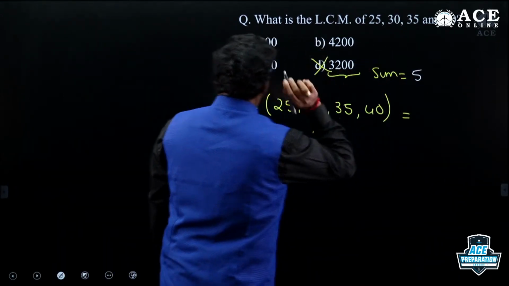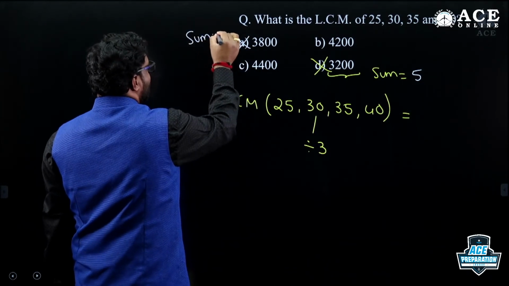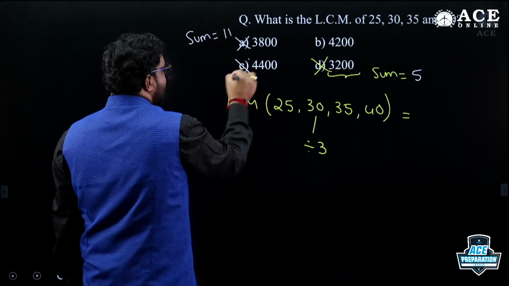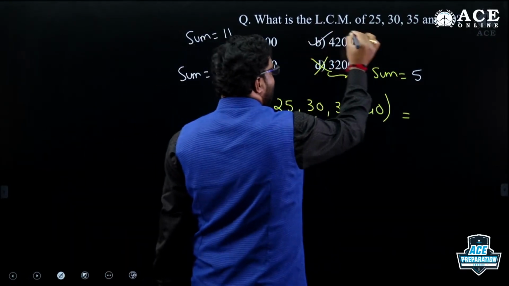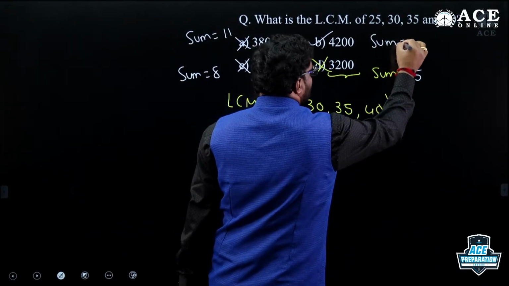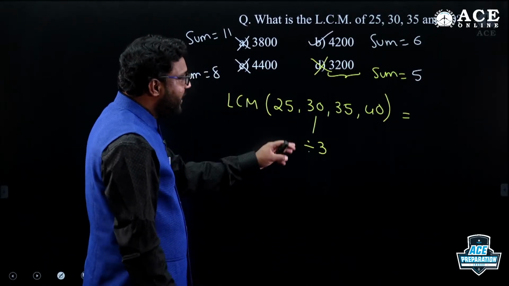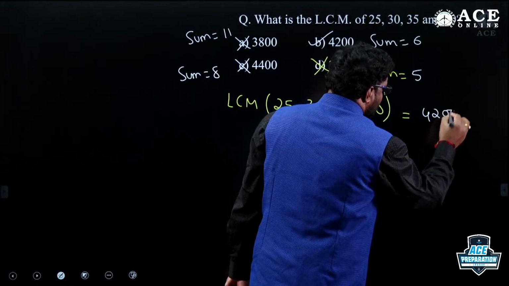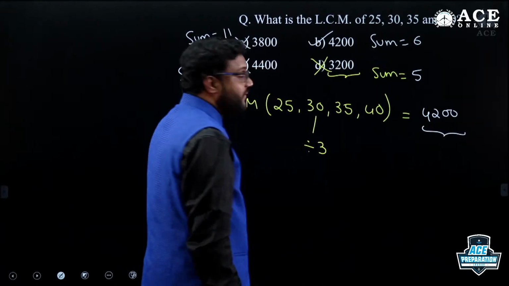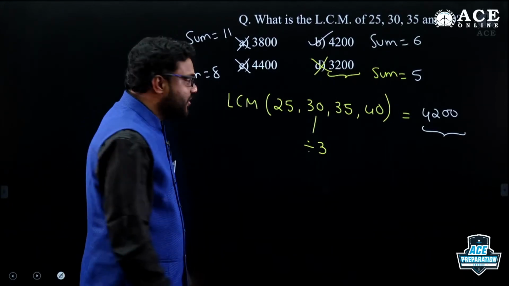Sum of digits is 5. Here, the sum of digits is 11, option A, not divisible by 3. This one, the sum of digits is 8, not divisible by 3. Sum of digits 6, this is divisible by 3. This is one method. As 30 is divisible by 3, your answer should be divisible by 3. So it's only 4,200 among the options which is divisible by 3. Okay, now we'll go for the original method here.